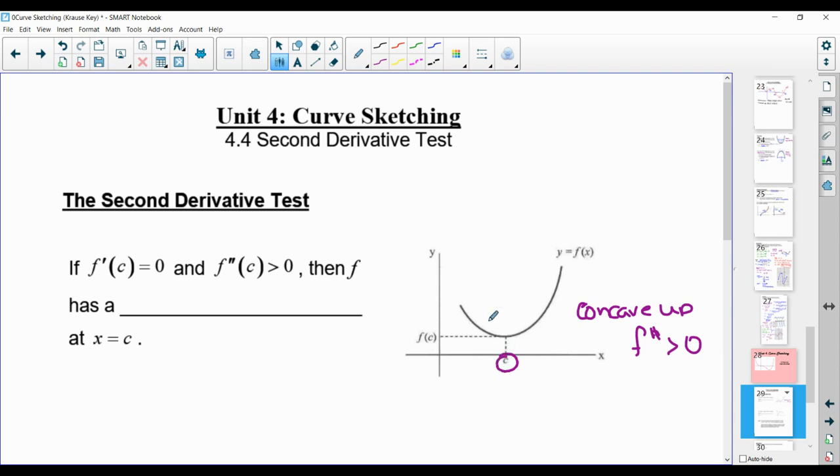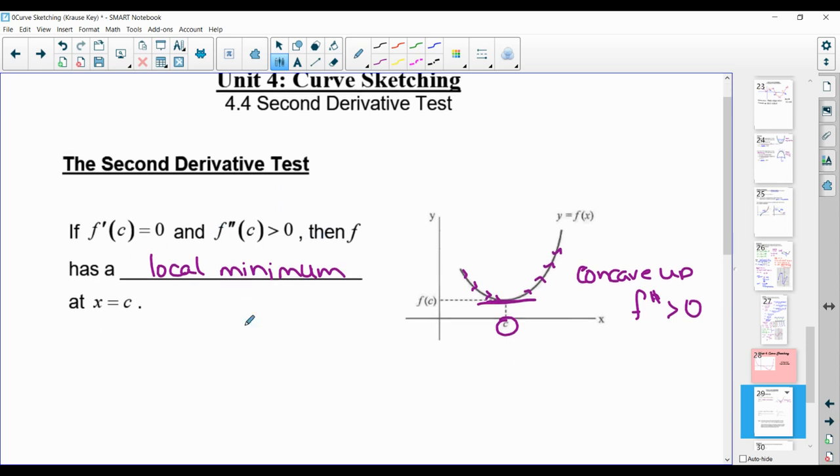We can also think about what's happening with the first derivative. With the first derivative, this part of the graph is decreasing, and then this part is increasing. And right here, we have the first derivative equaling 0. So if the first derivative is equal to 0 and the second derivative is positive, then f has a local minimum at x equals c. That's the first part of our second derivative test. If our first derivative is 0 and our second derivative is positive, then the function has a local minimum.